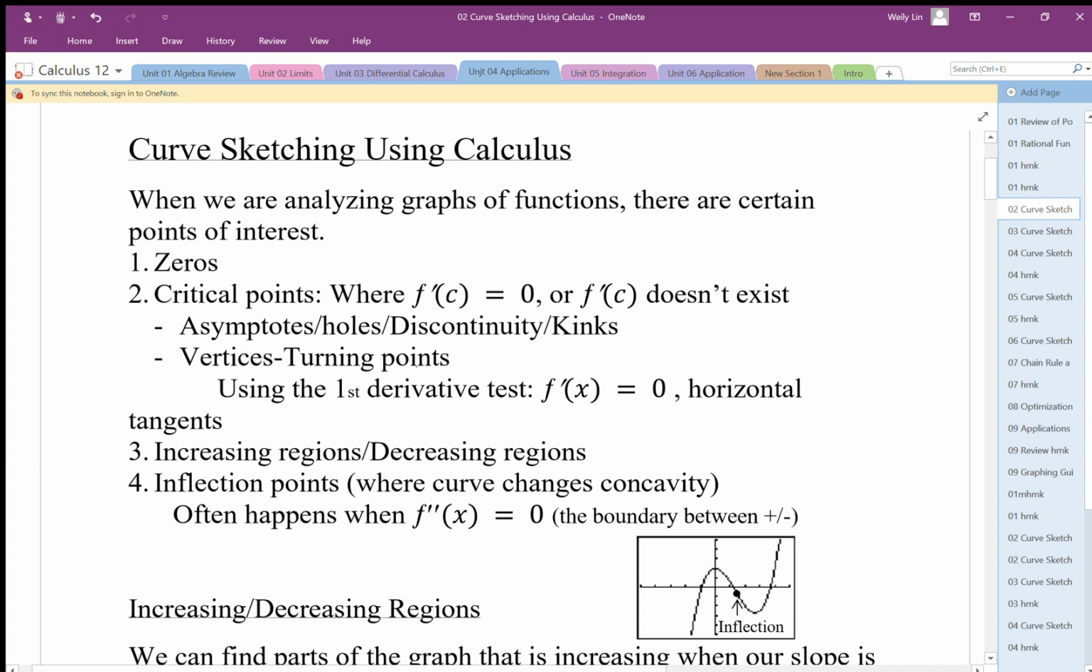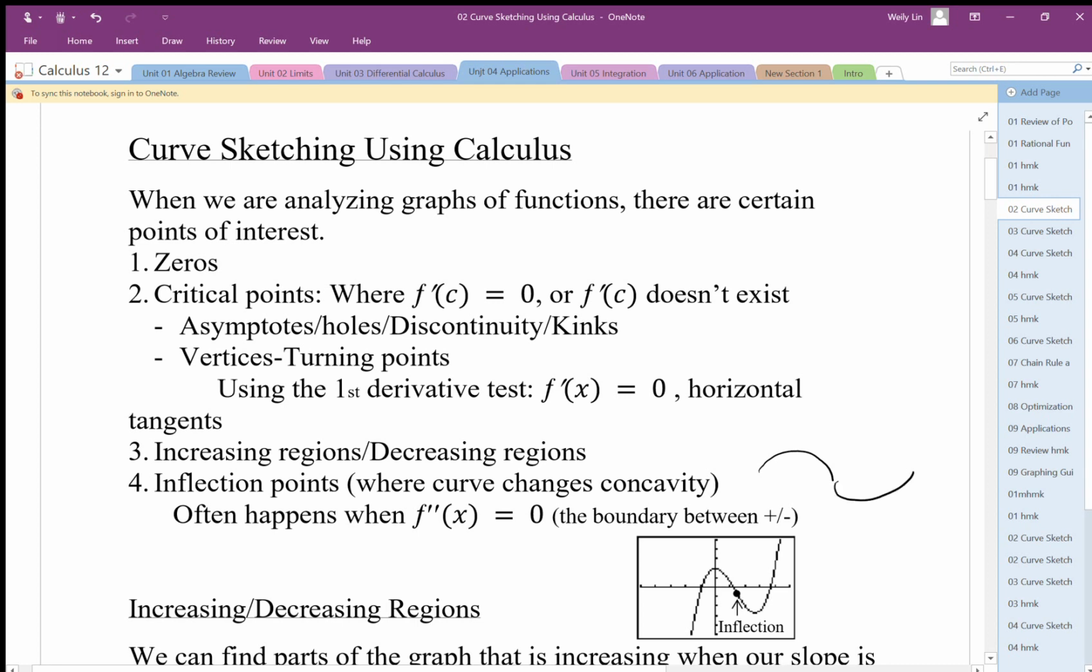These vertices are what we call turning points, and they're based on the first derivative test. So we're going to look for horizontal tangents. We're also going to use the derivative to find increasing, decreasing regions. And we're going to add in also that for some of these, we're going to look for inflection points where the curve changes concavity. Okay, so where it goes from concave down to concave up.